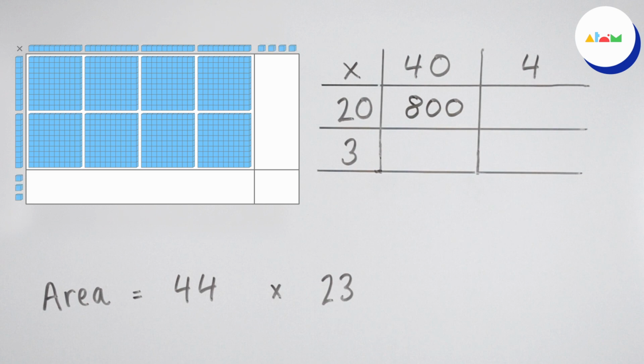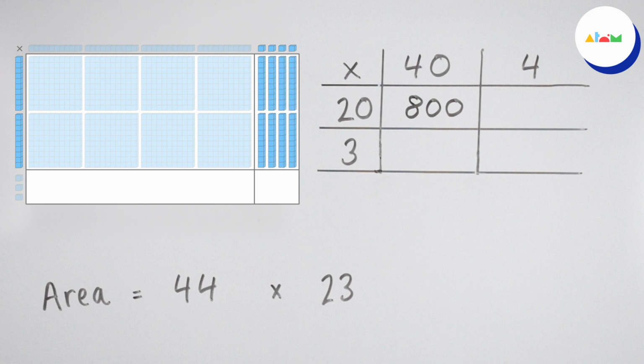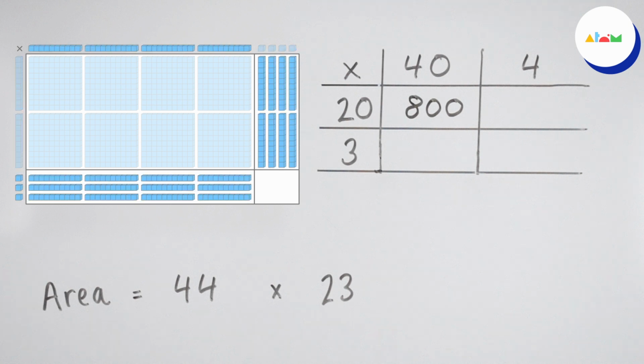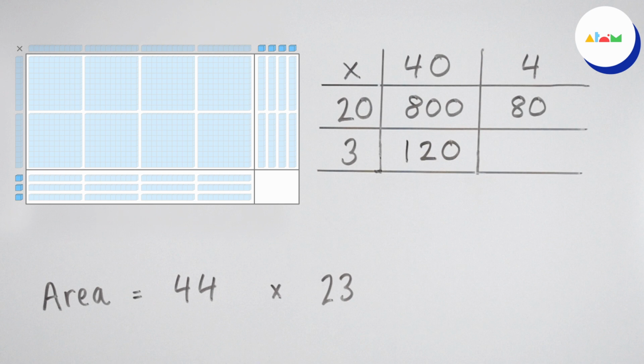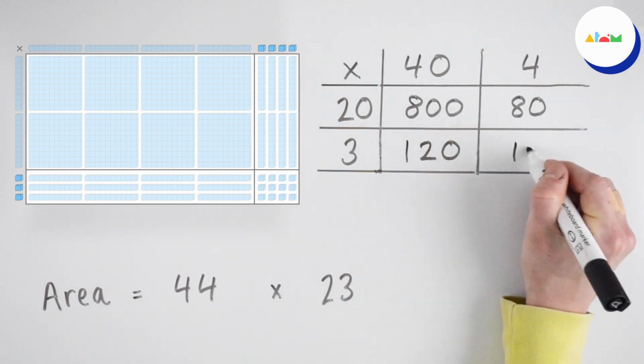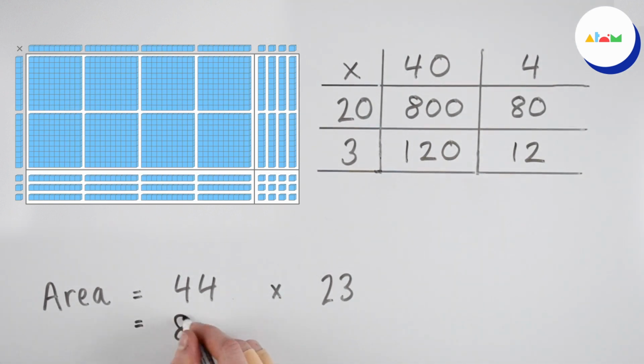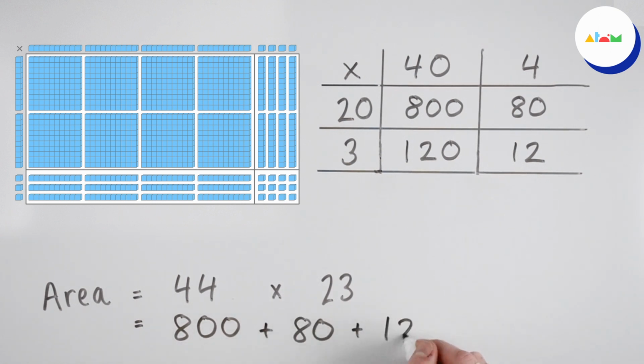Then we move on to multiplying the 10s by the 1s. 4 times 20 is 80, and 40 times 3 is 120. We record these in our table. Finally, we multiply the 1s by the 1s. 4 times 3 is 12. 800 plus 80 plus 120 plus 12 equals 1012. So the area of the football pitch is 1012 metres squared.